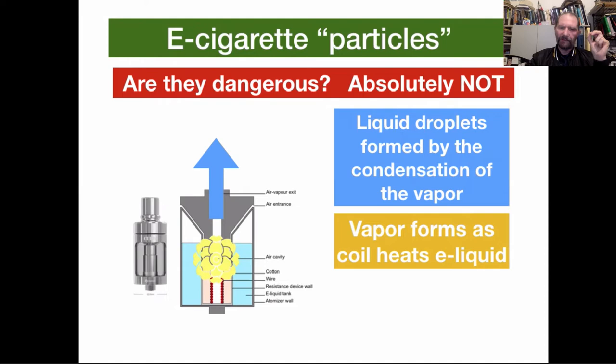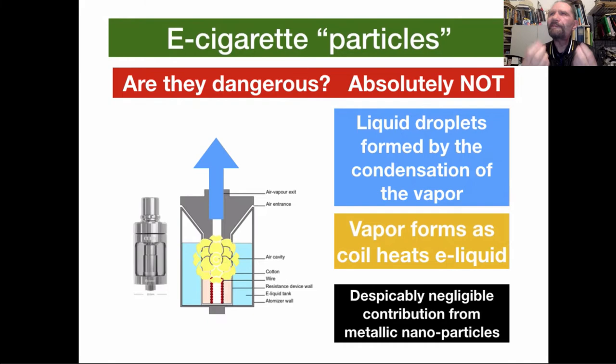Now, when you form this, some metals go into the aerosol, and they also form particles. These particles are very small, of the size of nanometers. A nanometer is one part in 1,000 millions of a meter. So it's a very small length. These are very small particles, nanoparticles, but they come in despicably negligible quantities, right? So when they say metal particles in the aerosol, that's an exaggeration. They come in very, very, very negligible quantities.